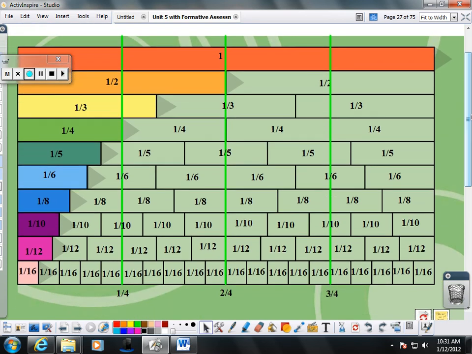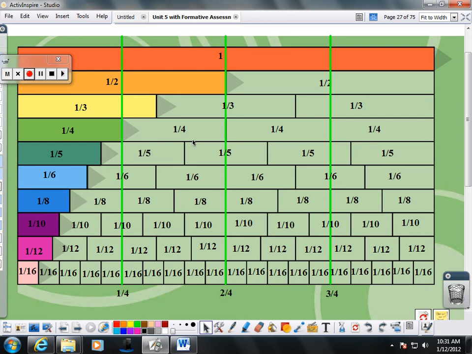And we said that, okay, I know that this entire piece up here is my whole. This section right here from these two together equals a half. This is a third, a fourth, a fifth, and so on. I said these green lines are just drawn to show you where 1/2 is, where 3/4, and where 1/4. So this breaks up my piece into fourths.